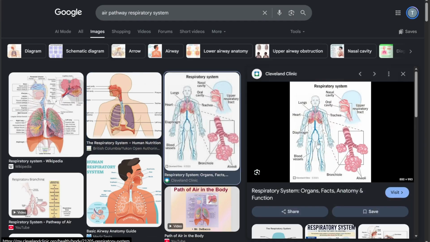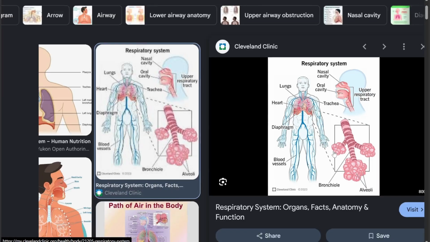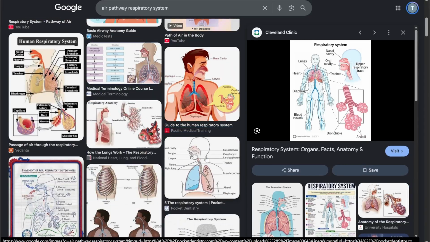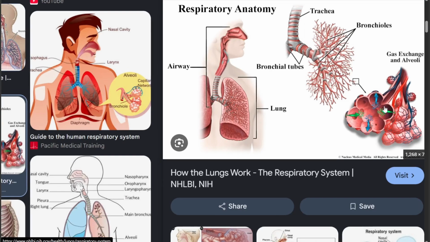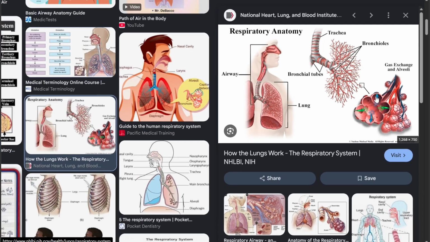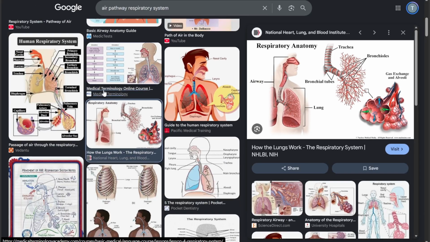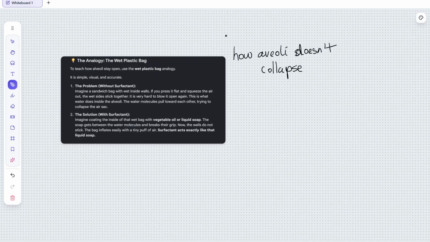So maybe I could find a picture. Here's a bronchiole. Is there any better pictures? Tracheobronchial tubes, yeah, I guess bronchioles. And then this is your alveoli, where the diffusion occurs, gas exchange in the alveoli. Okay. All right, so this is the lesson on how your alveoli don't collapse and the surfactant thing.